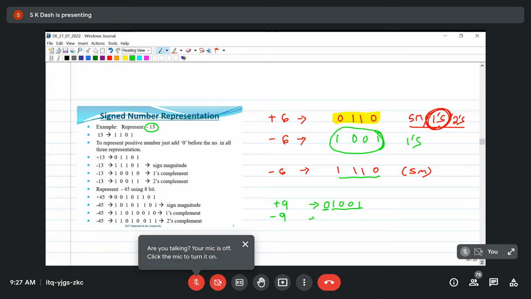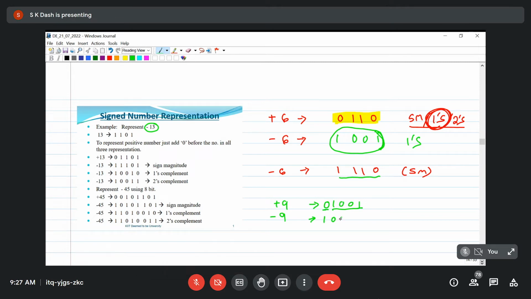To get minus 9, just take the ones complement of this. This will become 10110. So this is minus 9 in ones complement. For the same minus 9 in sign magnitude, just this 0 will be changed: 11001. This is in sign magnitude.